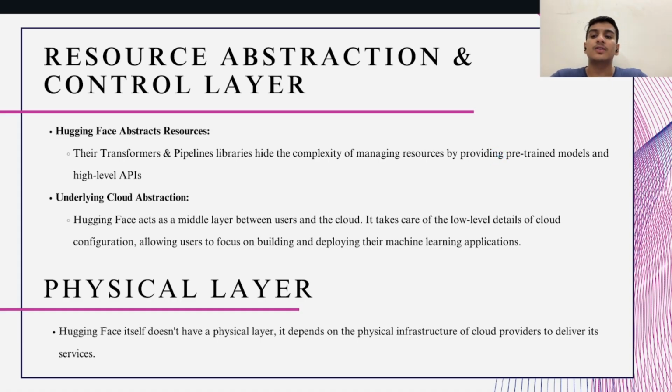In the resource abstraction and control layer, Hugging Face abstracts resources mainly through their Transformers and Pipeline libraries, which help users to quickly access pre-trained models and high-level APIs. Hugging Face also abstracts the underlying cloud architecture by being a middleman between the cloud provider like GCP and its consumers. Currently, there is no physical layer for Hugging Face as it leverages the physical infrastructure of other cloud platforms.